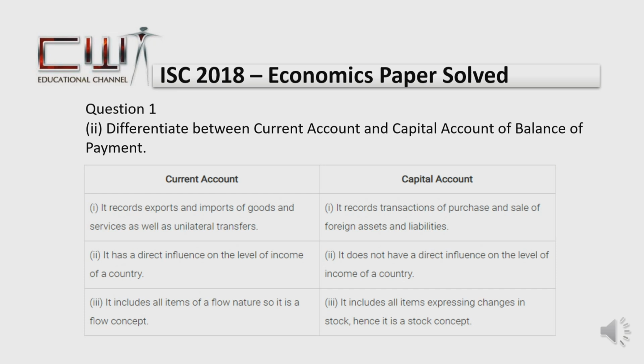Under current account, it has a direct influence on the level of income of the country. Under capital account, it does not have a direct influence on the level of income of a country. Under current account, it includes all items of a flow nature, so it is a flow concept. Under capital account, it includes all items expressing changes in stock, hence it is a stock concept.